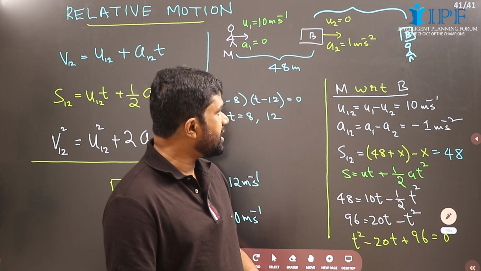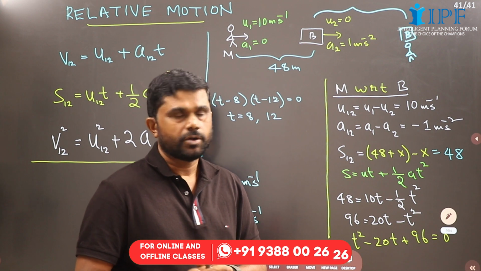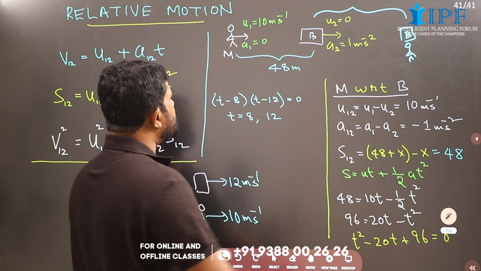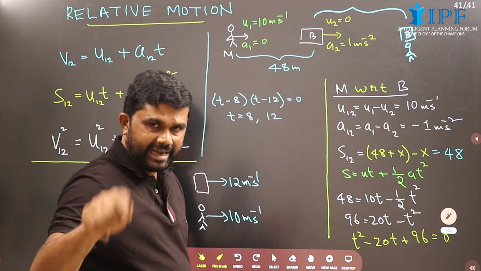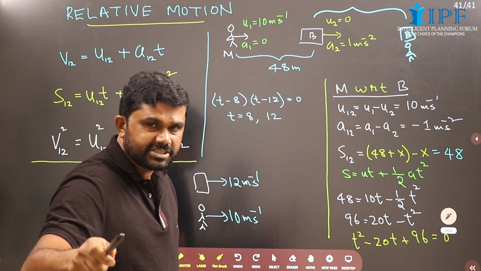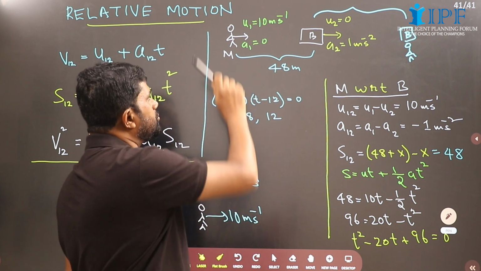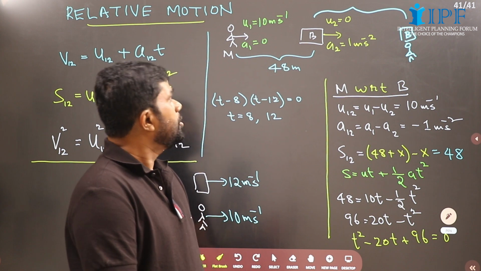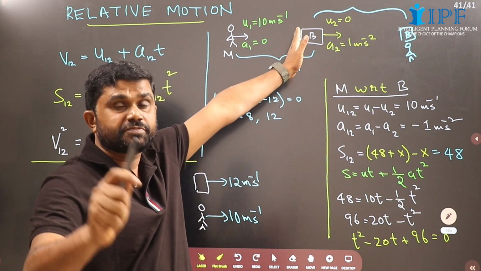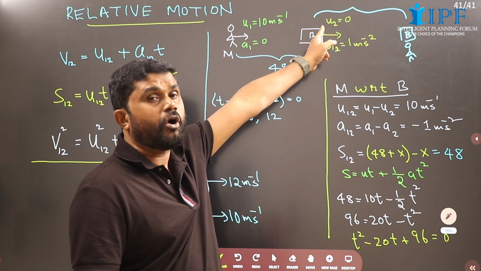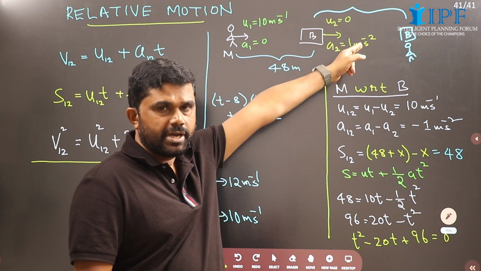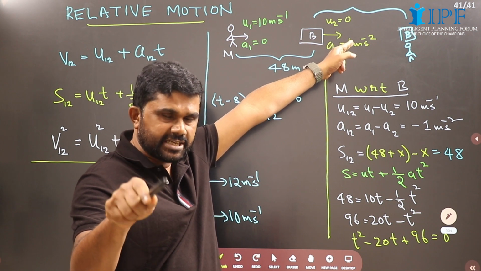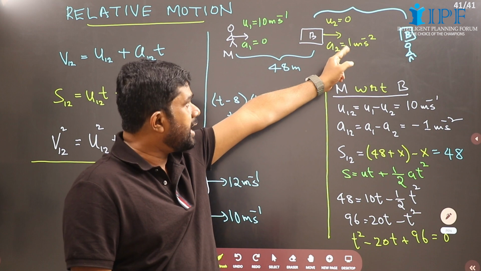Here I have taken the man as the first body. The initial velocity of the man is represented by u1, and the acceleration of the man by a1. The man is running with a constant velocity, so his acceleration a1 equals 0, and the initial velocity is 10 meter per second. The bus starts from rest, so its initial velocity u2 equals 0, and it moves with a constant acceleration. We have taken the bus as the second body, so its acceleration is represented by a2, and it is 1 meter per second squared.